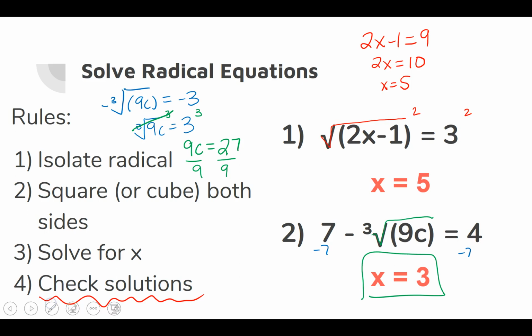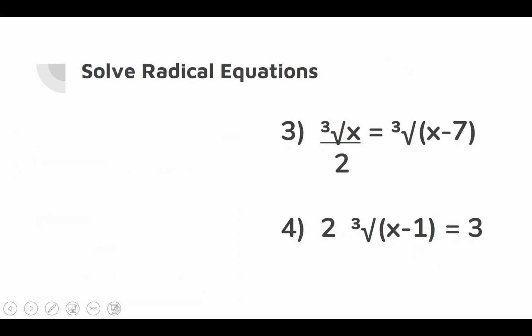Okay. Here we go. 3 and 4. Number 3 is the cube root of x over 2 equals the cube root of x minus 7. What do you notice different about this one? There are 2 different radicals this time, right? Is one of those radicals already by itself? Yes. Since the one on the right is already isolated, you can go ahead and go to step 2. So what power are we going to bring to both sides? We're going to bring a power of 3 to both sides.